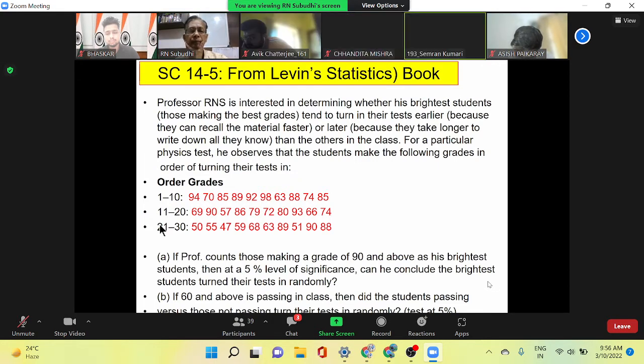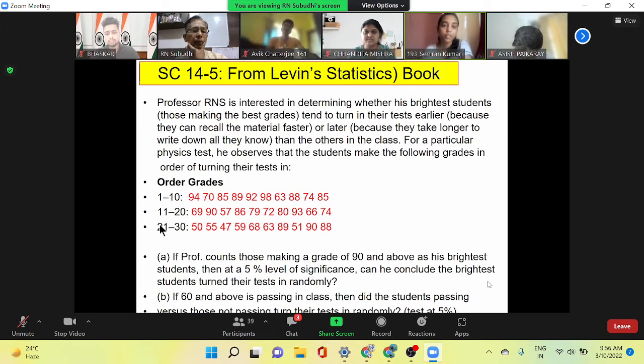So in this, yeah, बोलो. Sir, in this case, there's a professor. He wants to know whether the brightest student, or the most intelligent student, turns in the test earlier. Turn in means what? Turn in means finish the test earlier.